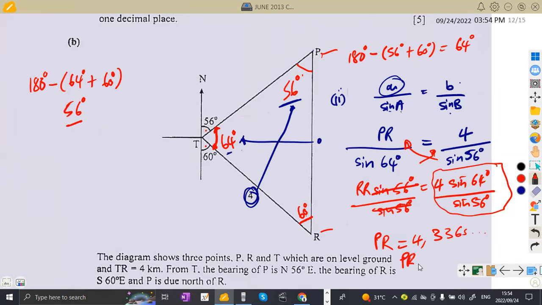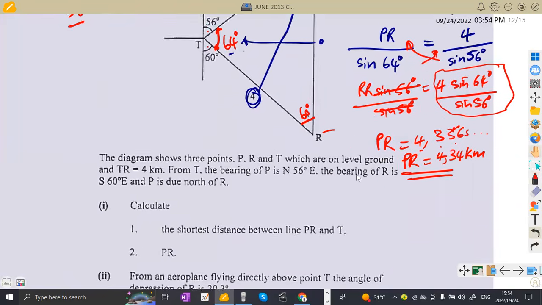So our PR to 3 significant figures: 1, 2, 3. The 6 is going to change this 3 into 4. So it's going to be 4.34 kilometers. So that is your PR in this case. I think it was pretty clear. It's also a matter of understanding, guys, the concept of what you are given. Anyways, let us see the other part here that you are given.